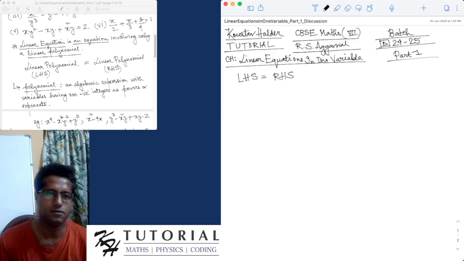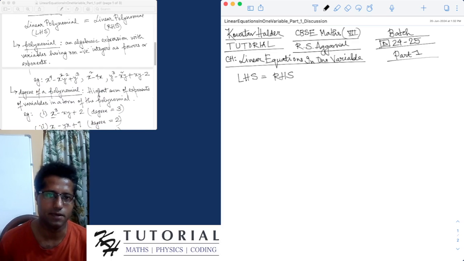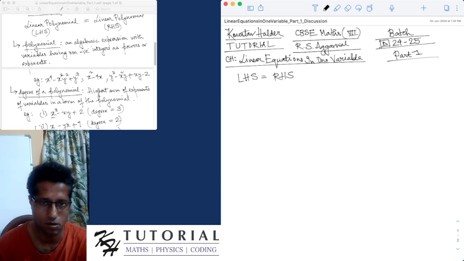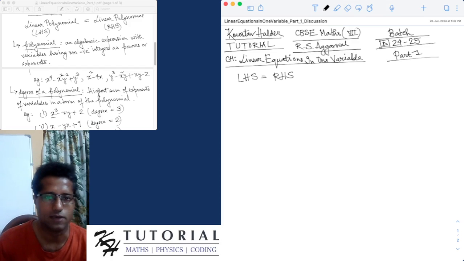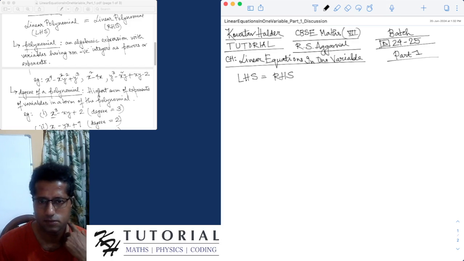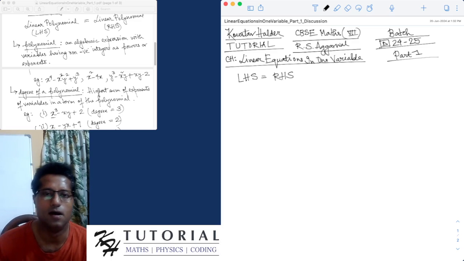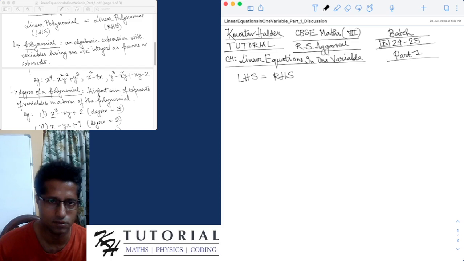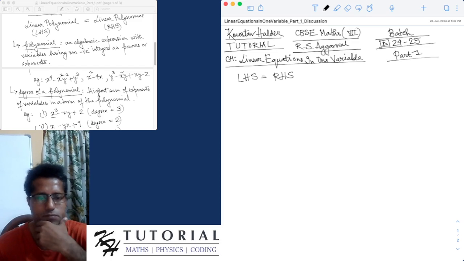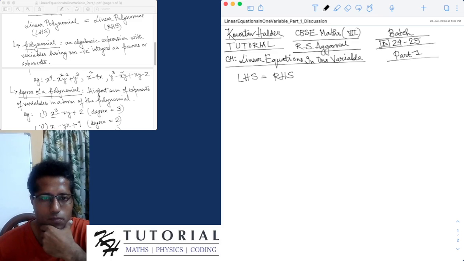A polynomial is an algebraic expression with variables having non-negative integers as powers or exponents. As an example, you can see there are three polynomials where all the variables have powers which are non-negative integers. Non-negative integers means powers can be 0, 1, 2, 3, 4, like this. The powers can be whole numbers. Non-negative integers means whole numbers. So this is a polynomial. A polynomial is an algebraic expression. In short I am writing P for polynomial.